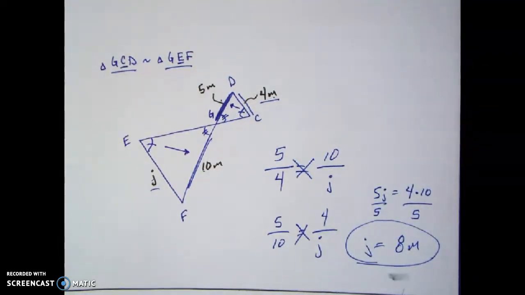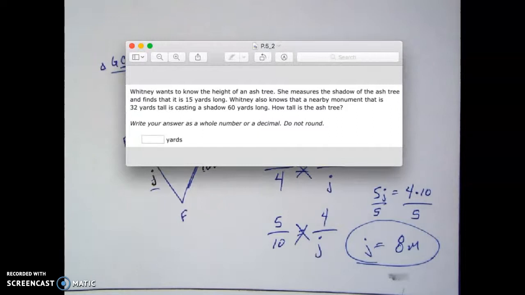In our next example, Whitney wants to know the height of an ash tree. She measures the shadow of the tree and finds it's 15 yards long. She also knows that a nearby monument is 32 yards tall and it's casting a shadow of 60 yards. So how tall is the tree?